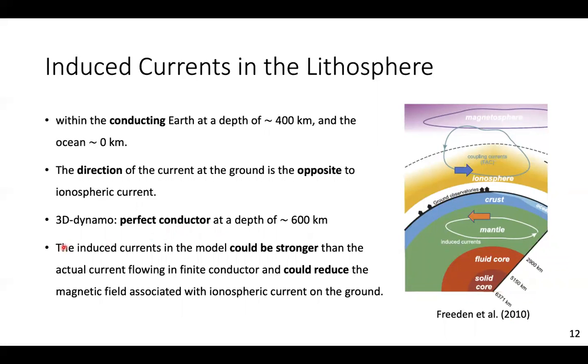So in our modeling result, that could show the stronger induced current in the model result than the actual current flow in the lithosphere, such that it reduces the modeled magnetic field associated with the ionospheric currents on the ground.